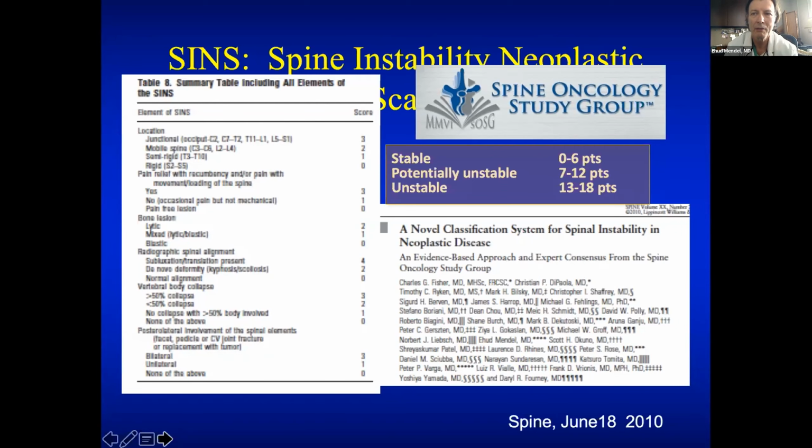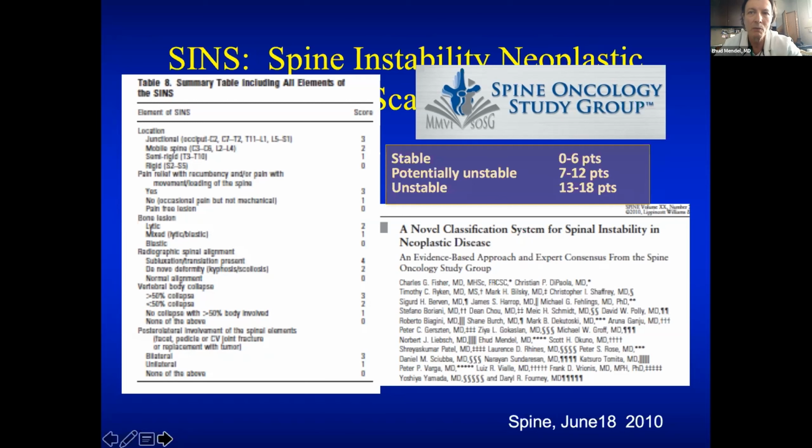So if you look at the 3 points that the patient gets, the highest amount of points is for number 1, location and the junctional areas. So 3 points if there's any fracture between the occiput and C2, C7 to T2, T11 to L1, L5 to S1, the junctional areas where we believe there's much more likelihood of a fracture. If there's a fracture there, the patient gets immediately 3 points. So location is on the top of the list, and junctional areas are on the top of the list when it comes to getting points.